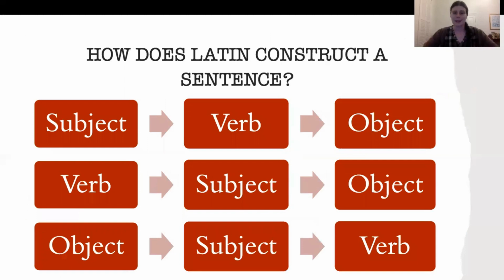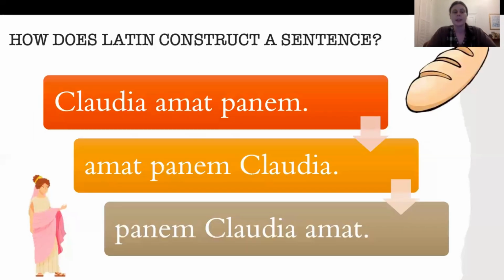Now, let's have a look at how Latin constructs a sentence, because it does it slightly differently. It doesn't use word order. So it doesn't matter if it's subject, verb, object like English, or verb, subject, object, or object, subject, verb. It all means the exact same thing. So let's have a look at an example sentence. This sentence means Claudia loves bread. So we can either say in Latin Claudia amet panem, or amet panem Claudia, or panem Claudia amet. They all mean the exact same thing.